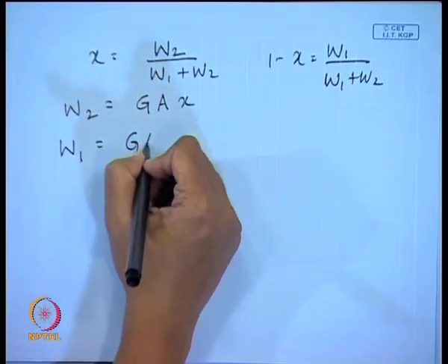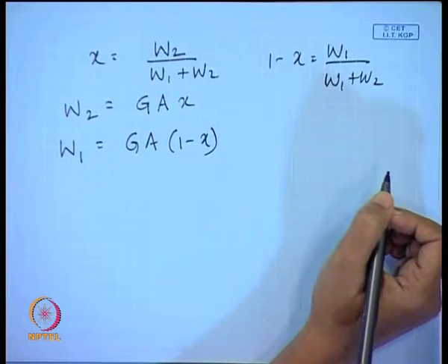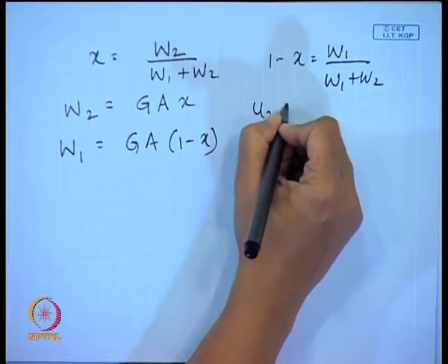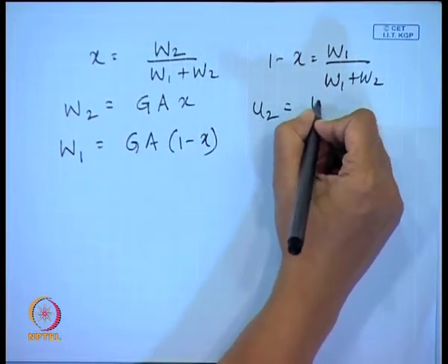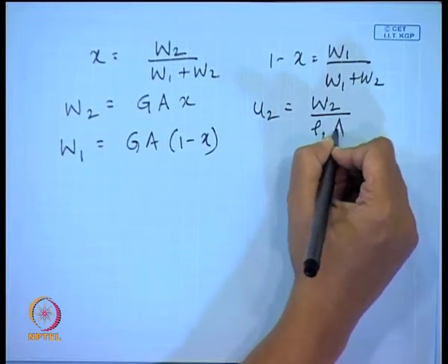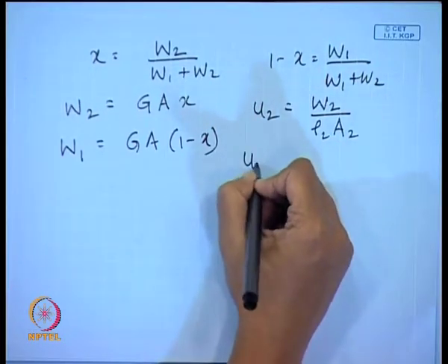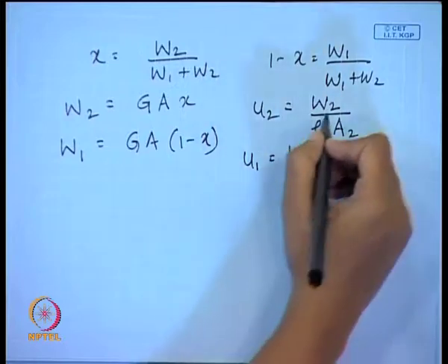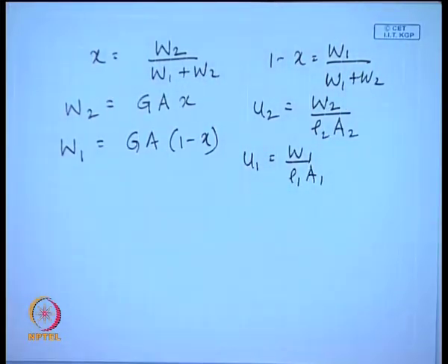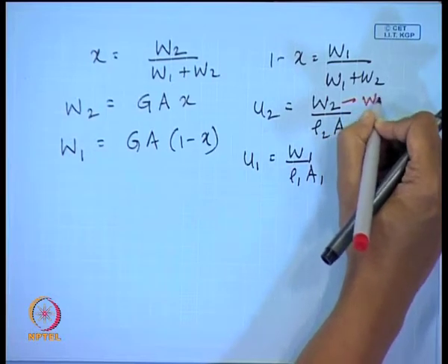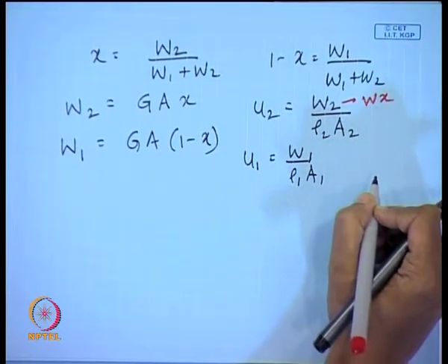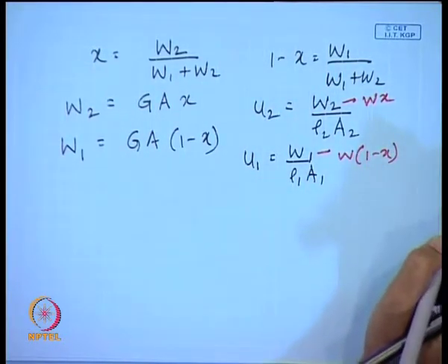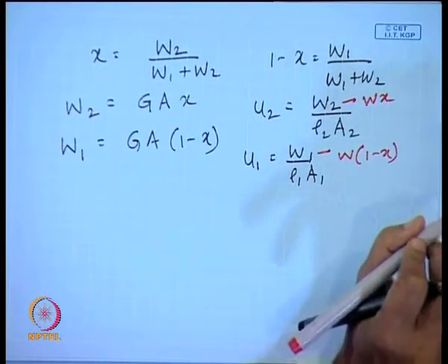W1 is nothing but G A into 1 minus X. Just tell me anywhere if you have any doubts. U2, what is the velocity? This is nothing but equal to W2 by rho 2 A2. U1 is nothing but W1 by rho 1 A1. So, instead of this W2, we can substitute W into X. Yes or no? Same thing here, we can have W into 1 minus X. Agreed? Can we do this?